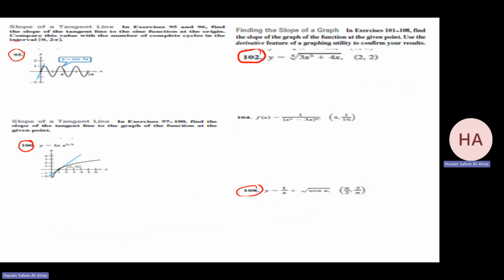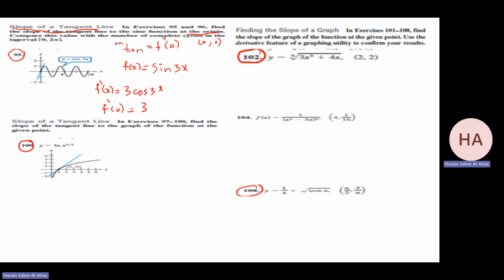We reach this one, 95. What they want is the slope of the tangent line. You know that the slope of the tangent line at the origin, at (0, 0), is f prime at 0. And you notice f of x is sine 3x. So f prime is 3 cosine 3x. F prime at 0 will be 3.